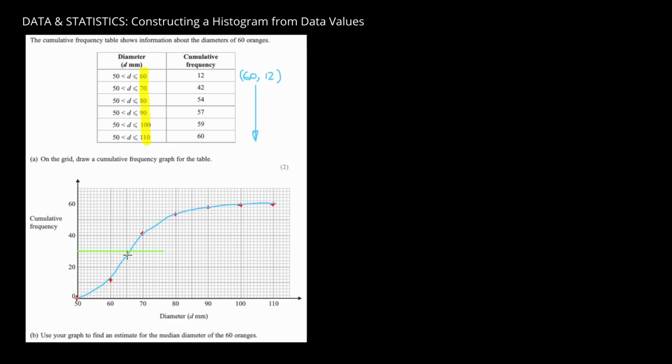And if we drop a vertical from the point of intersection back down onto our x-axis, I think you can see we're getting an answer of 66. So I can say for part B, the median diameter of the 60 oranges that were tested is equal to 66 millimeters. And that is your answer.